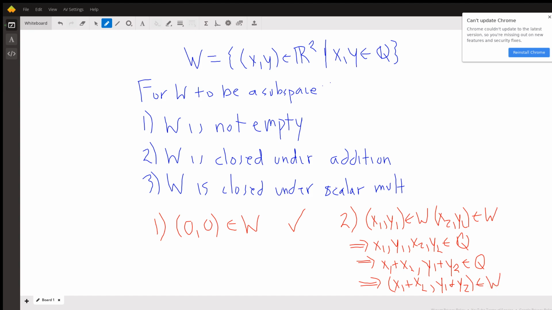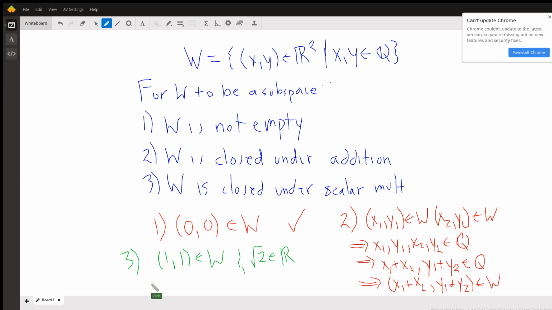Okay, so now let's check whether W is closed under scalar multiplication. So if we consider a point in W like (1, 1), (1, 1) is definitely in W because 1 is rational, but let's take the square root of 2. This is an irrational number.